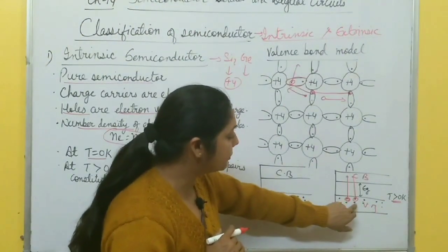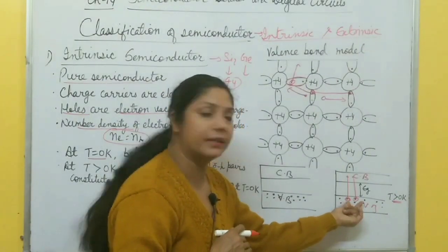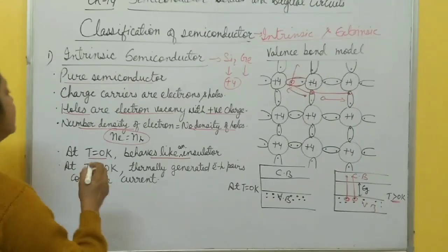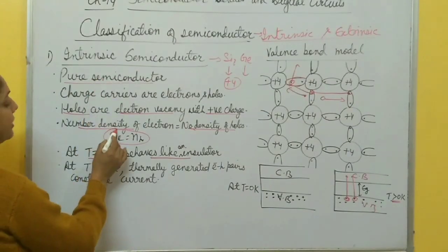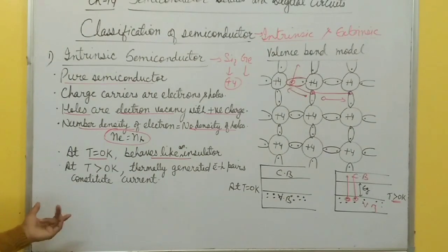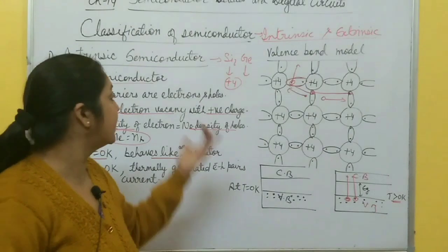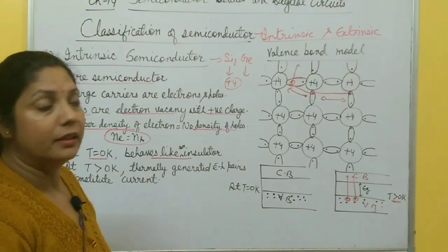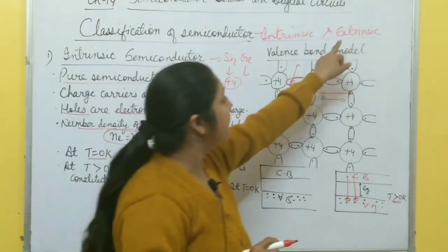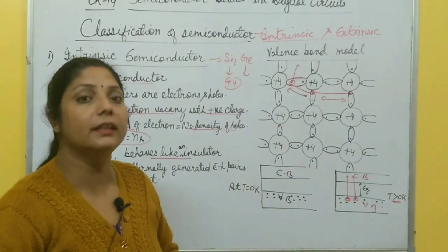If 2 electrons move from the valence band to the conduction band, then 2 holes are created in the valence band. So you must remember this. In an intrinsic semiconductor, the number densities of electrons and holes are the same, but still its conductivity is not so high. If you want to increase the conductivity of a semiconductor, then we will develop another kind of semiconductor, called an extrinsic semiconductor, by increasing its conductivity.